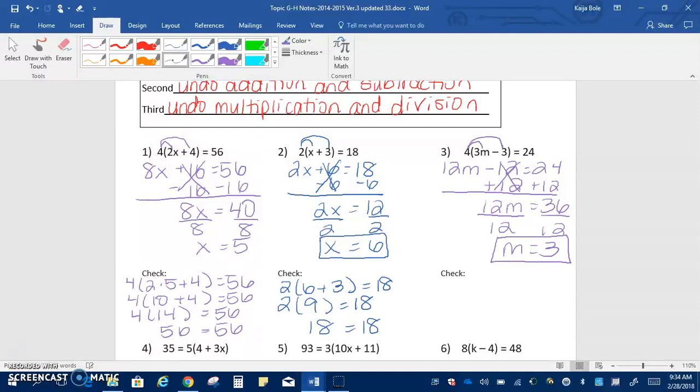So now if we go back in to check, we have 4 times the quantity, we have 3 times 3, minus 3 equals 24. Those order of operations, do the inside of the parentheses first. We have to multiply first, so we have 9 minus 3 equals 24. And this will be 4 times 6, which equals 24. And I ran out of room, but we do know that 4 times 6 is 24, so we are good to go.